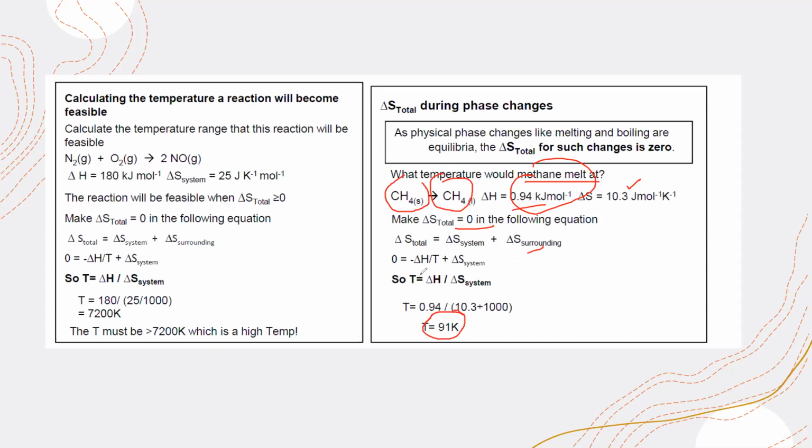There are two examples. One is when they ask you to state a temperature at which the reaction becomes feasible. The total entropy change should be greater than or equal to zero so that the reaction can occur. Or if we need a melting or boiling point, in that case also the total entropy is zero. Surroundings entropy will change, system entropy will also change, but the total entropy will remain unchanged during melting and boiling. Is this clear? Any doubt on this point?